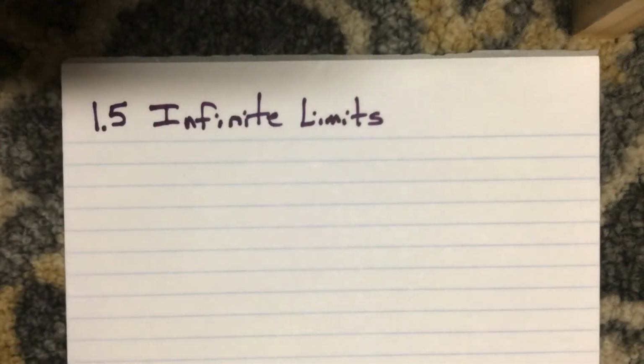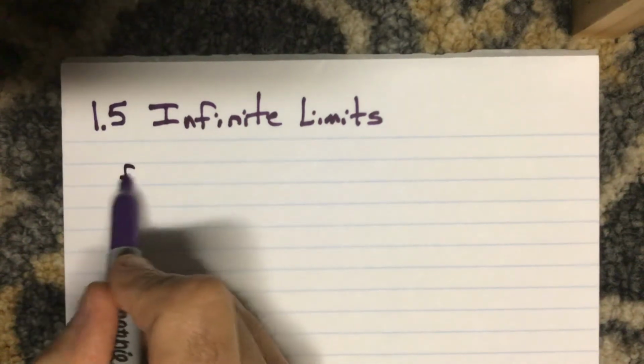Infinite limits. This is section 1.5. Basically, we're talking about asymptotes and holes, which you learned about in pre-cal. So let's start out with an example.